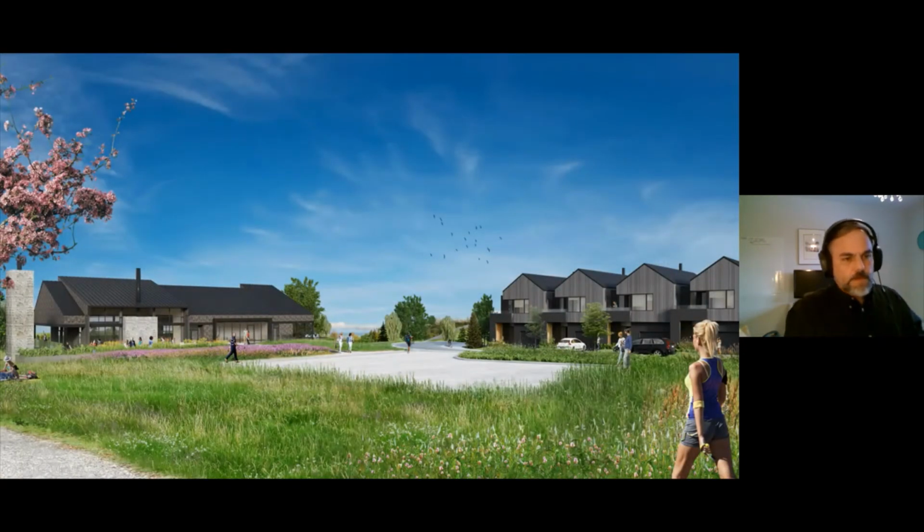Here we see an example of one that is in the final stages of design and approvals in a community not far from where I'm sitting here in Townsend Mountains right now. And off to the left, you see the clubhouse or community hall and the open space and the form of housing that is proposed for this land lease community.